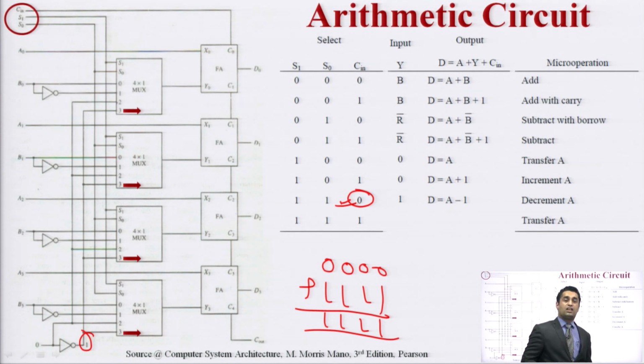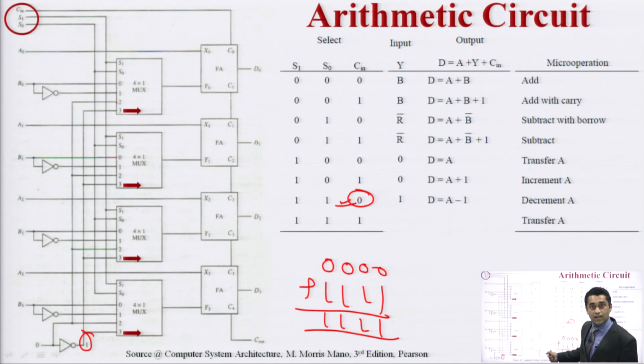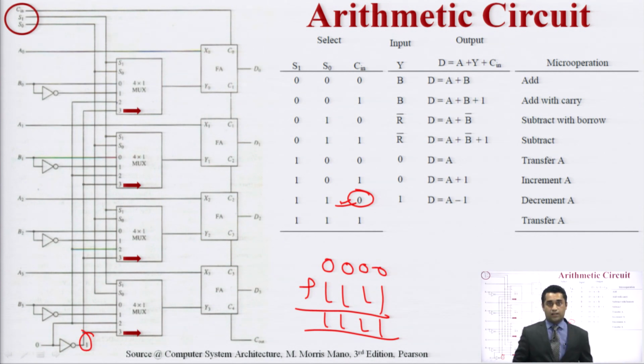So what is the significance of this? This is like a complementer. But some of the students get confused. This is not a complementer circuit. ये complement नहीं करता है. ये क्या काम कर रहा है? एक value को decrease करता है.